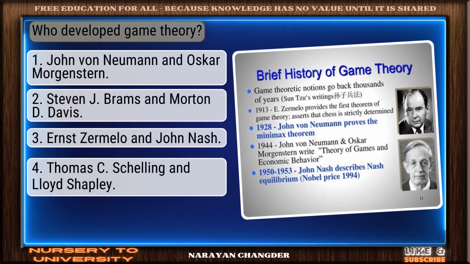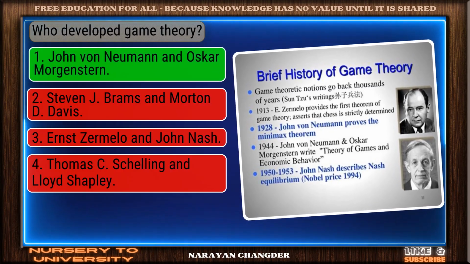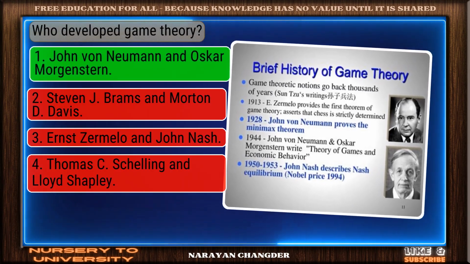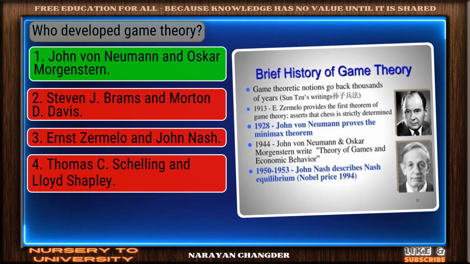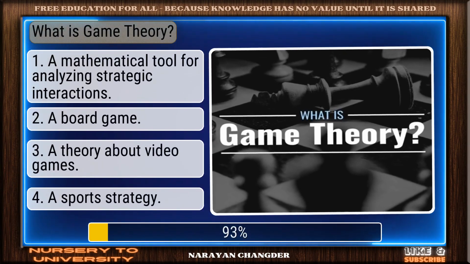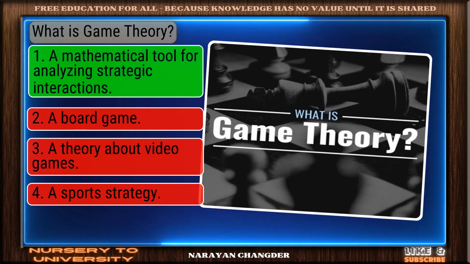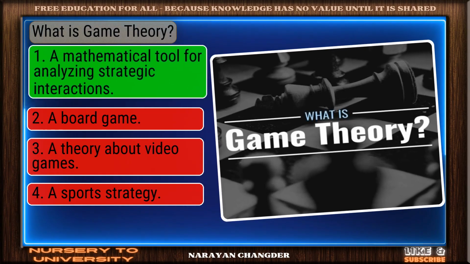Who developed game theory? You're right. John von Neumann and Oscar Morgenstern is the correct answer. What is game theory? Good thinking. A mathematical tool for analyzing strategic interactions is the right answer.